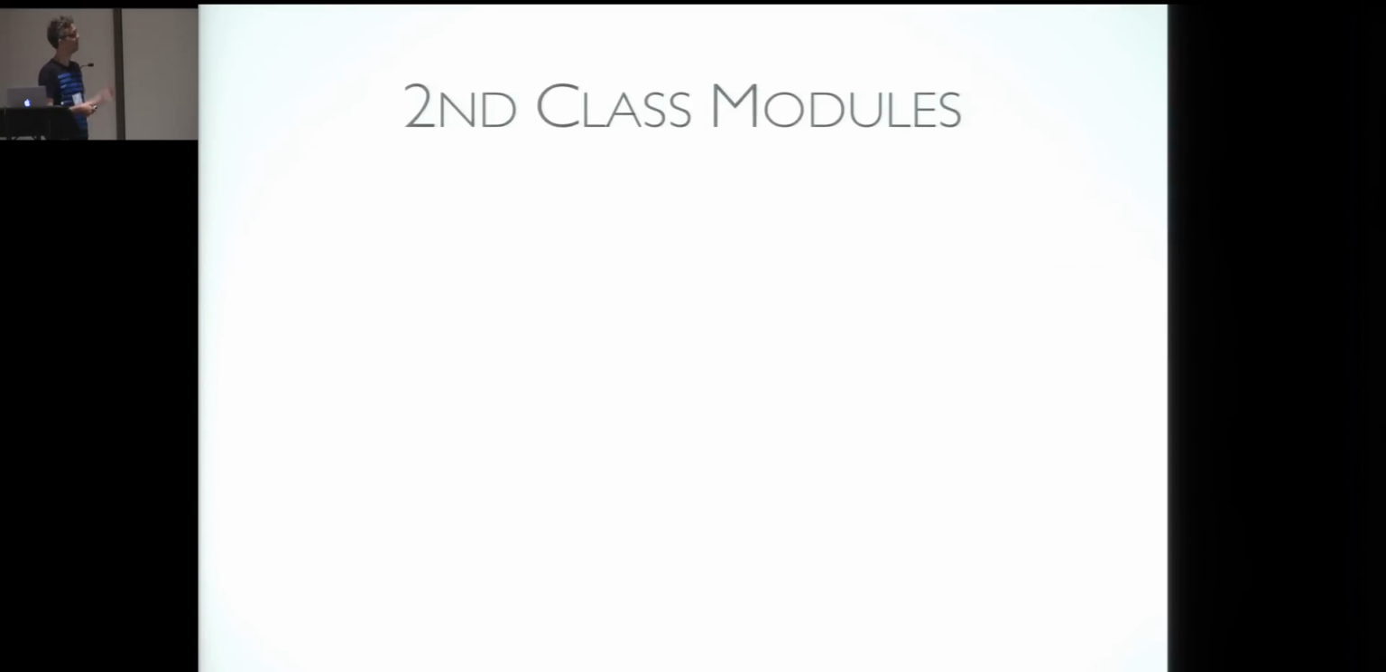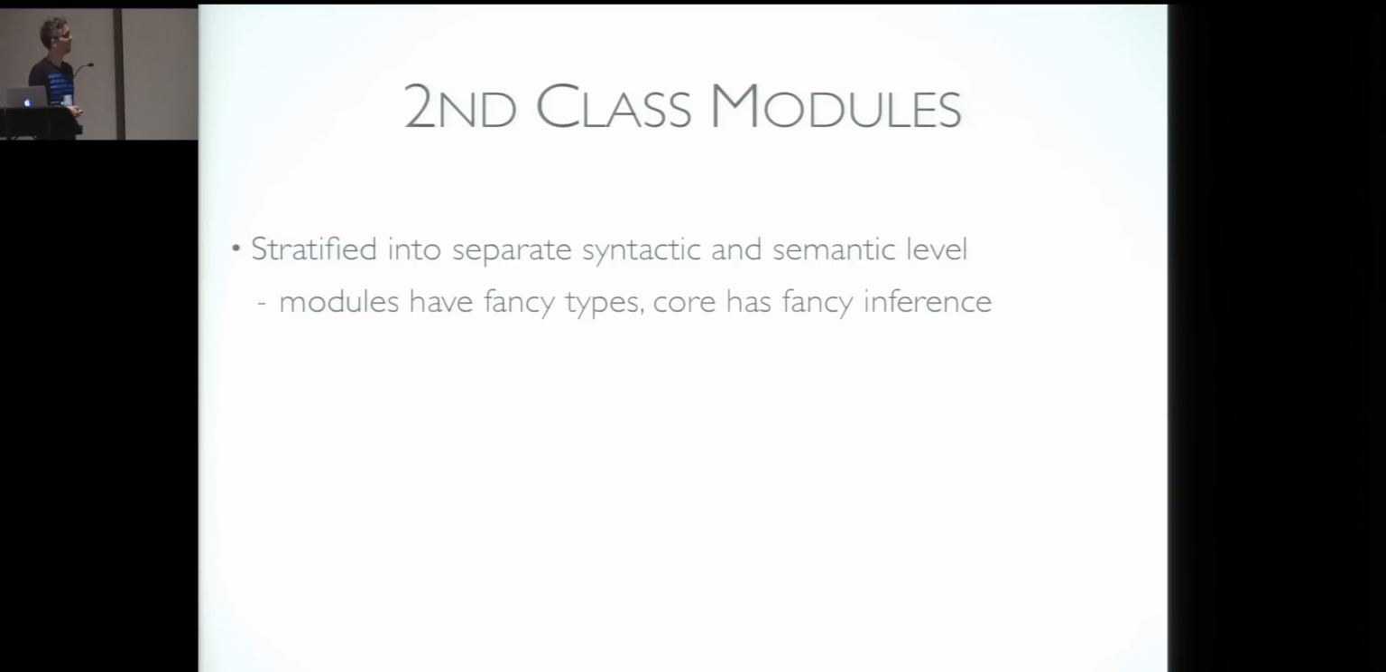And that gets me to the next issue with modules in ML, which is that they're second-class citizens, right? I already said you have this completely separated language layer, complete stratification, both in terms of syntax and mostly in terms of semantics. And there's usually a trade-off in which level you choose. On one side, you have modules with this fancy, very expressive type system. On the other hand, you have the core, which gives you a lot of convenience, for example, in the form of type inference.